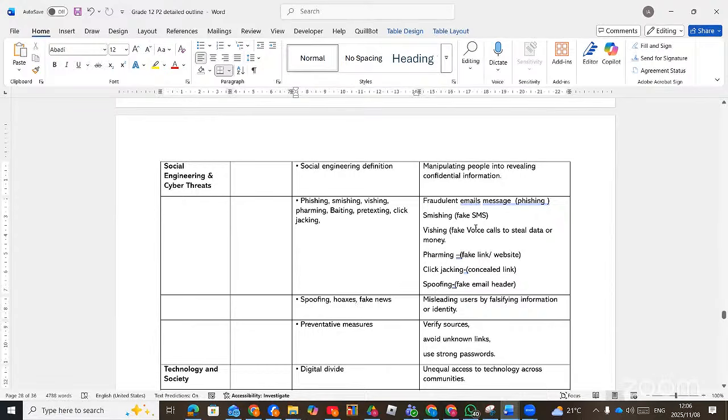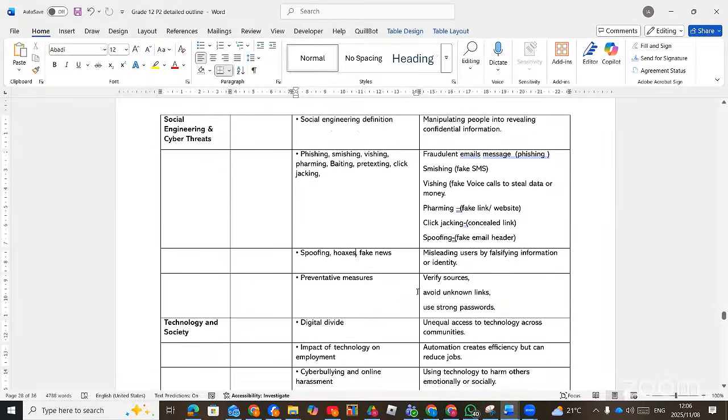Hoax is fake news. Fake news, misleading, falsifying information, hoax, and others. How do you prevent all this? You must verify the source, avoid unknown links, and use preventive measures or encryption or a strong password also.